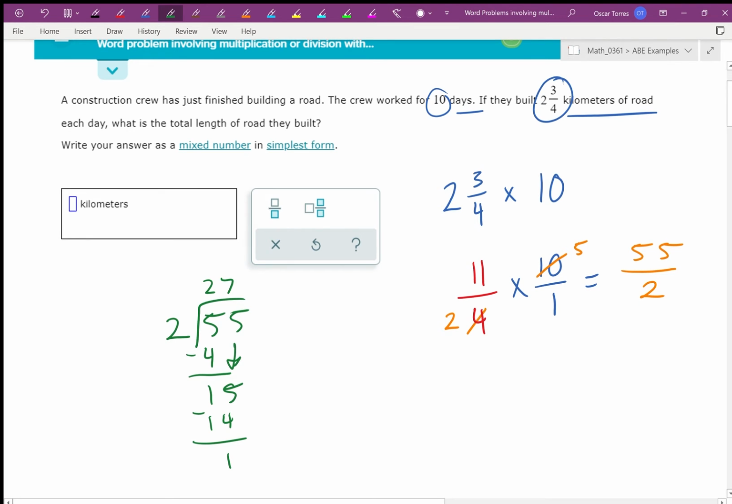So 2 goes into 55 27 entire times, and we're left with a remainder of 1. So this 27 is going to have a 1 over, we were dividing by the number 2. So we're left with 27 and 1/2 as our final answer. So this is the mixed number version of this improper fraction that we had earlier. Because the problem is asking for a mixed number, this would be my answer.